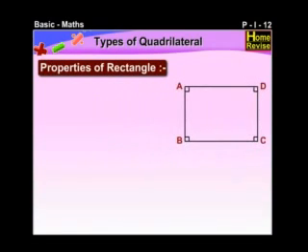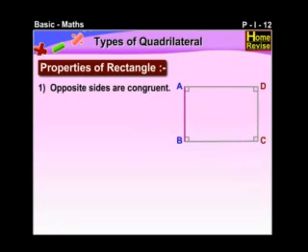Properties of rectangle. First property, opposite sides are congruent. That means in rectangle ABCD, side opposite to AB is DC, side opposite to AD is BC. Property is opposite sides are congruent. That means AB is congruent with DC and AD is congruent with BC. That is the first property.